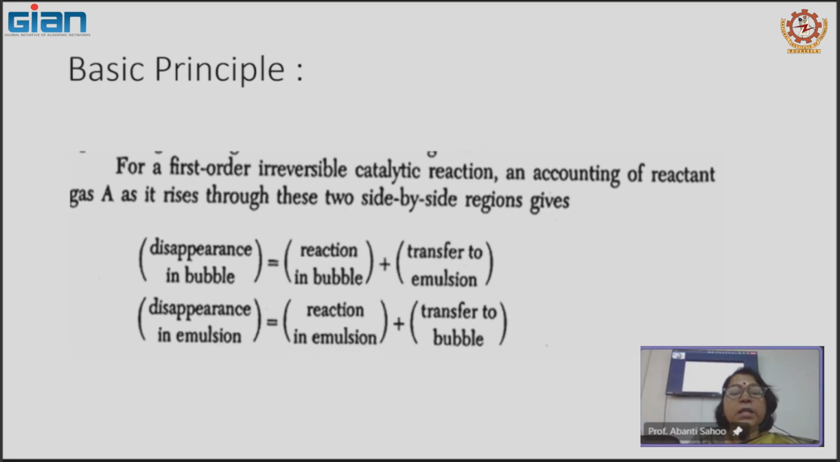So, there we saw that cloud formation was there. First order irreversible catalytic reactions, on accounting of the reactant gas A as it passes through the two side by side regions, give disappearance in the bubble, that is reaction in the bubble, transfer to the emulsion, and this transfer to the emulsion will be reaction in the emulsion and transport to the bubble. So the cloud part is not there, because the gas is moving faster than the bubble.